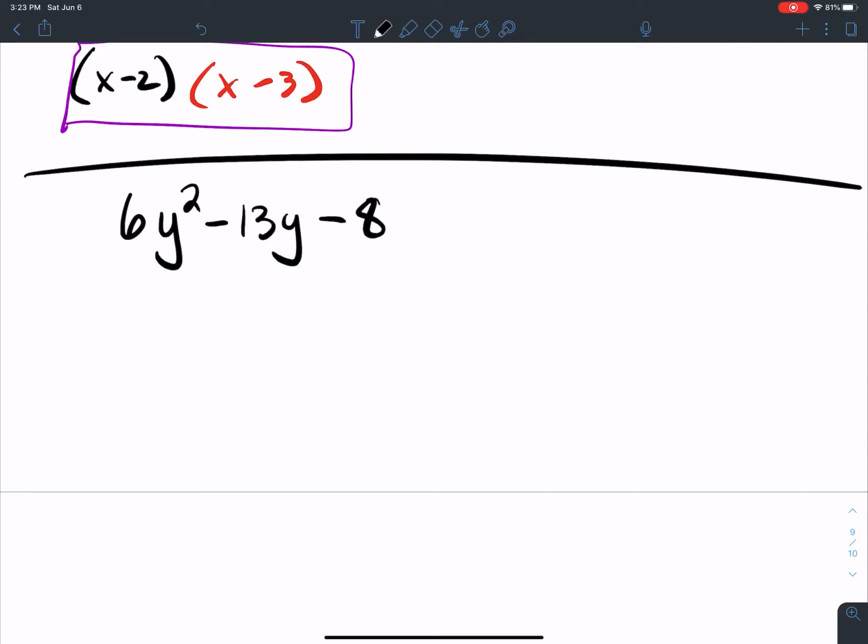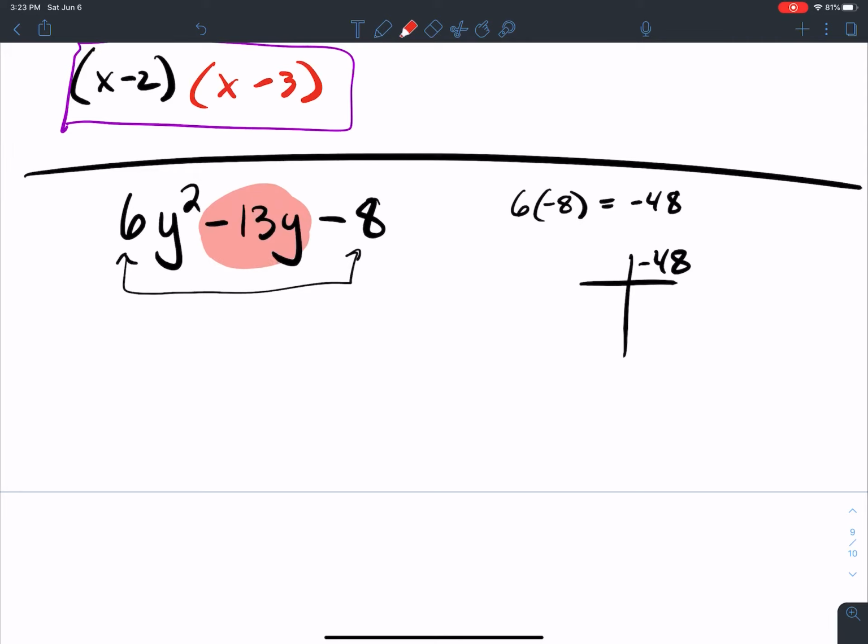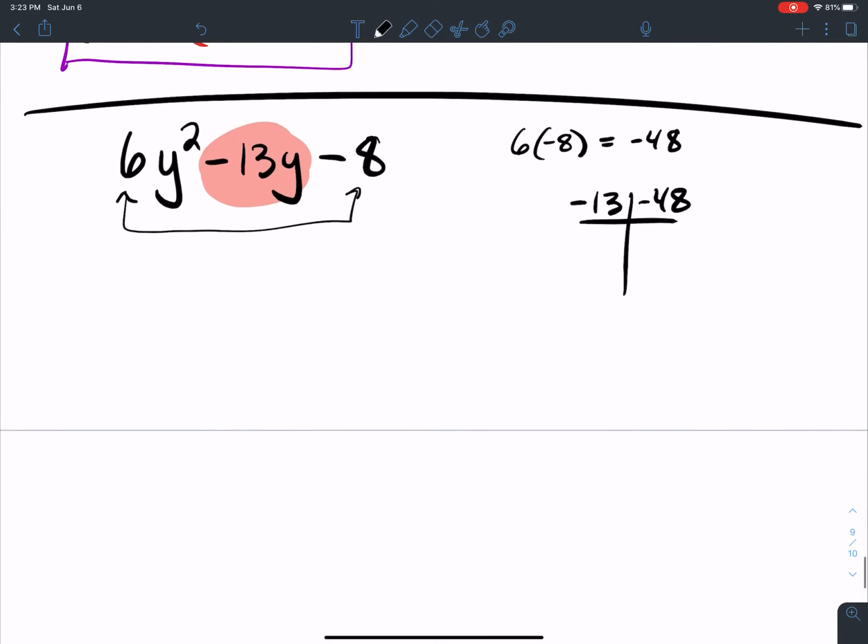All right, so we move on to step 2, trinomial t-chart, AC method. So if I use the AC method here, I multiply 6 times -8, and I get -48, I believe. So I want it to multiply to -48, and I want it to add to this middle term here, which is -13. Oh my goodness, is that even possible? Guys, sometimes it's not possible, okay? But, you know, sometimes it is possible.